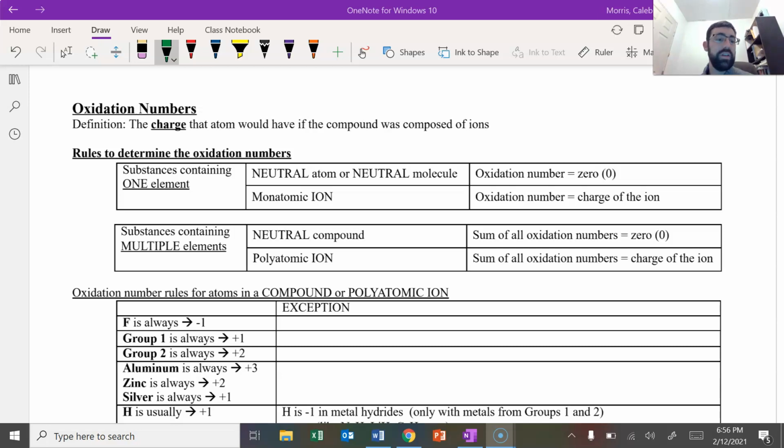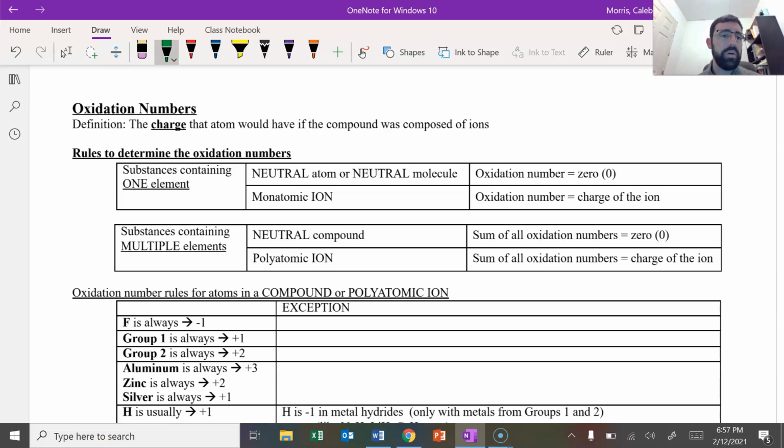Hi class, today we're going to talk about oxidation numbers. This is an important topic for the next set of notes that we're going to talk about, which is balancing redox equations. So make sure you pay attention, that you follow along and you know the rules. To start with, let's talk about what oxidation numbers are.